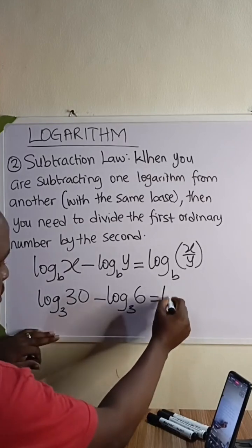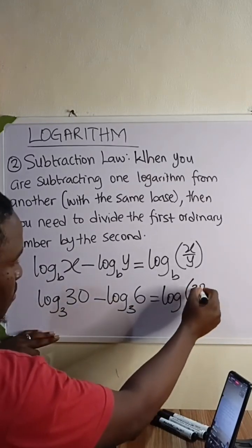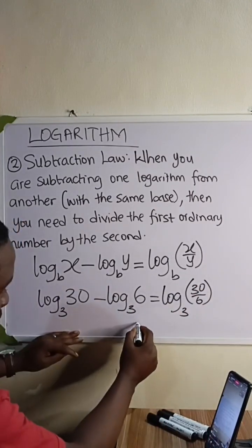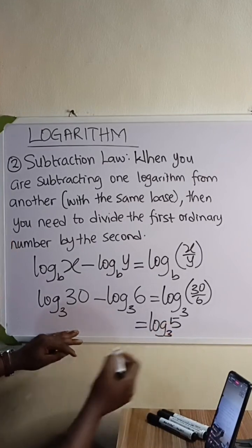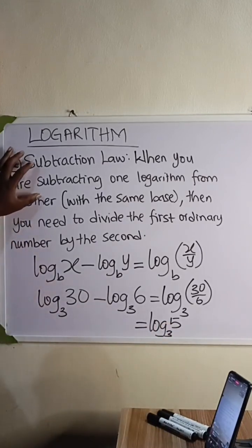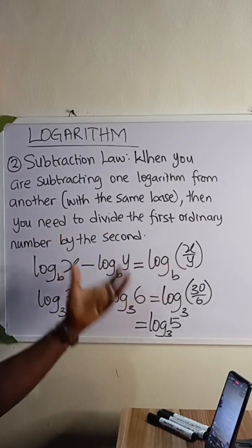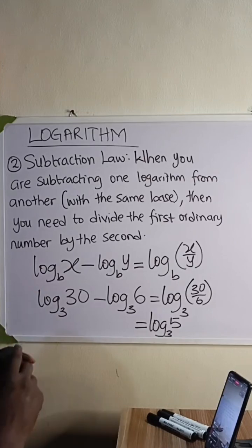Okay, so you can have it as log 30 divided by 6 base 3, which will give us log 5 base 3. So we've looked at the second law. So we've seen how to move from this point to this point. In some situations, you might need to move from this point to this point. Let's look at such a situation.